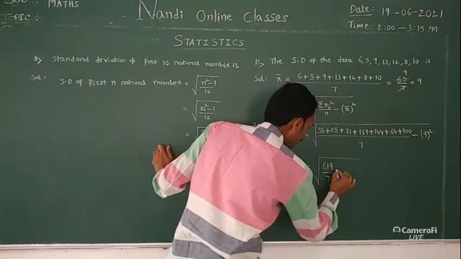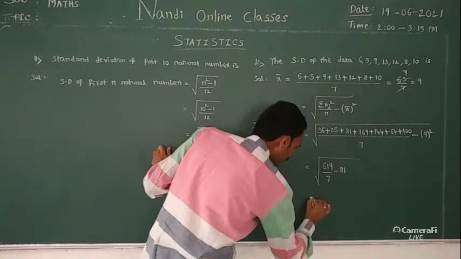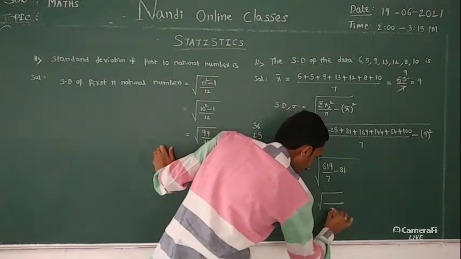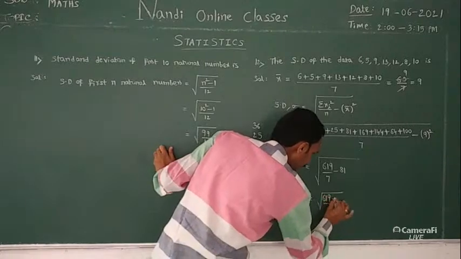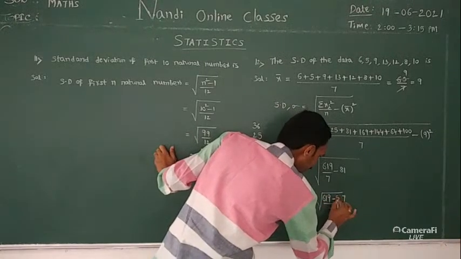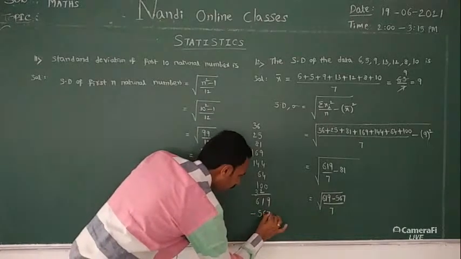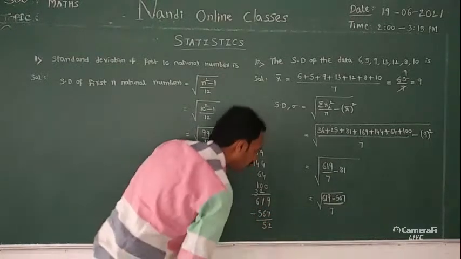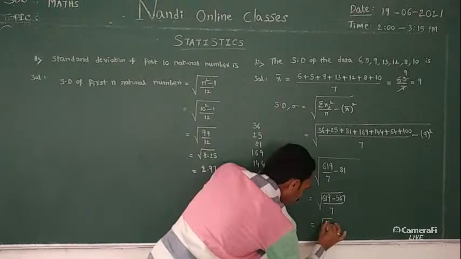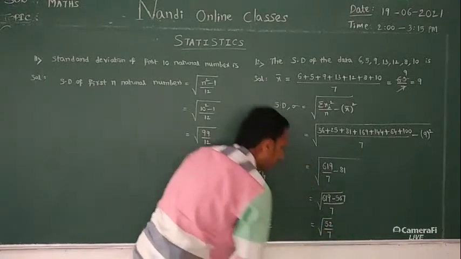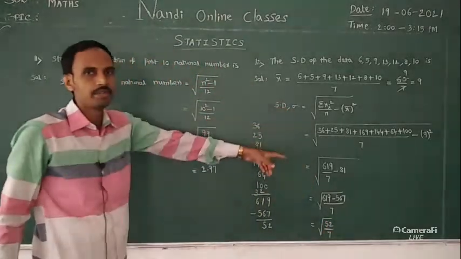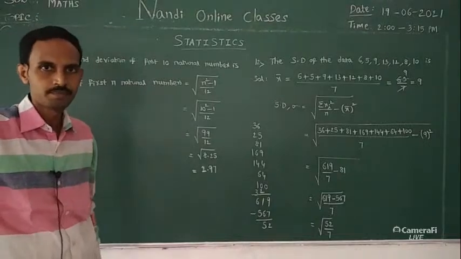619 divided by 7 minus 9 square is 81, is equal to root of LCM is 7, numerator 619 minus 7 1 is 7, 7 8 is 56. So 619 minus 567 is 52, equal to root of 52 divided by 7. Okay, that is the standard deviation of the given observations.